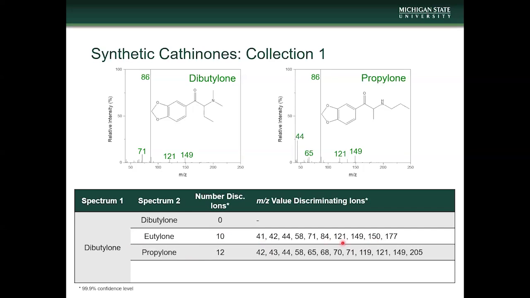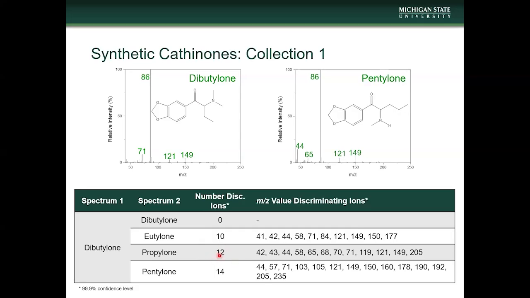In comparing dibutylone to utylone, we had 10 discriminating ions, which are listed here. And then comparing dibutylone to propylone, 12 discriminating ions, and dibutylone to pentalone, 14 discriminating ions. So it was relatively easy to discriminate dibutylone from these other 3 synthetic cathinones, with 10 to 14 ions responsible for discrimination. And again, going back to the ions highlighted in the OSAC document, those were 41, 42, 44, 58, and 71.